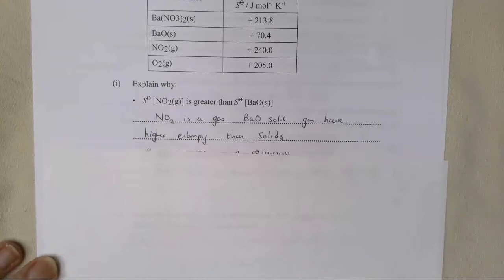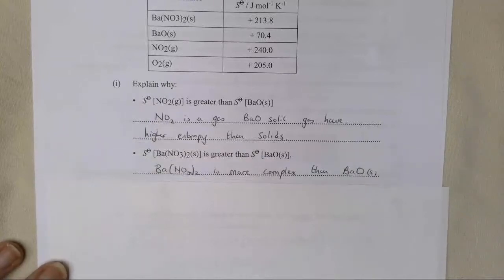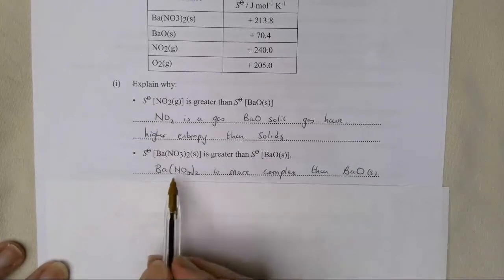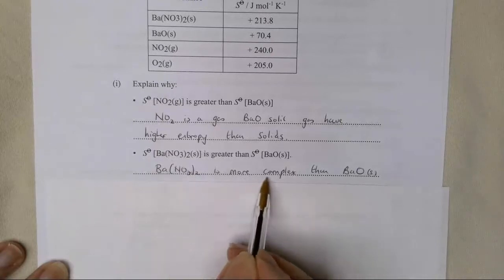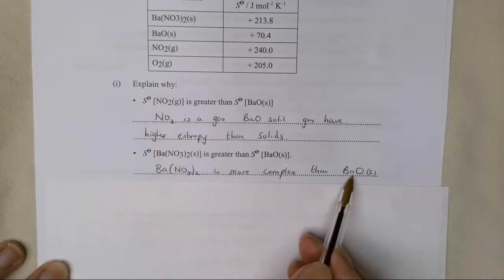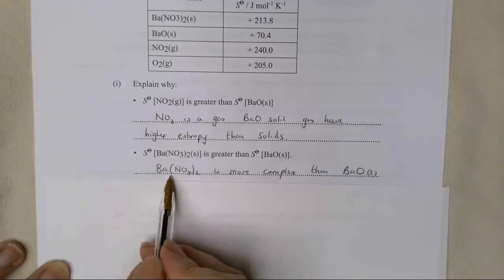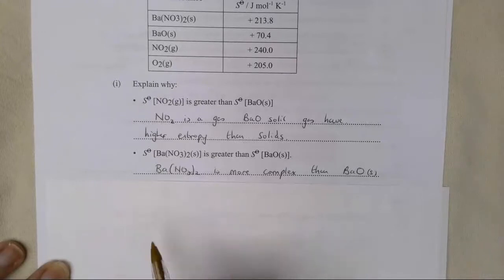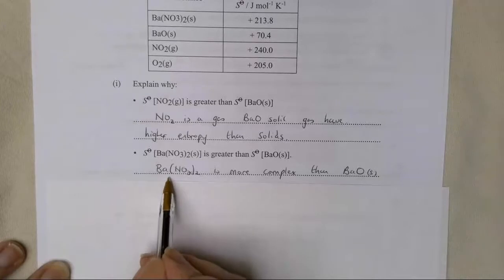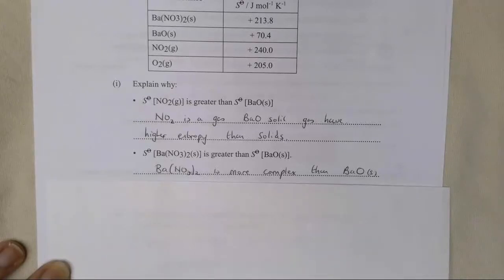The next question, a little bit more complex, and it is down to complexity. So barium nitrate is more complex than barium oxide. If you like, it's got more things in it that I can rearrange. It's got more energy levels that I can play around with. So it's a more complex compound, and therefore it has a greater number of arrangements and therefore higher entropy.